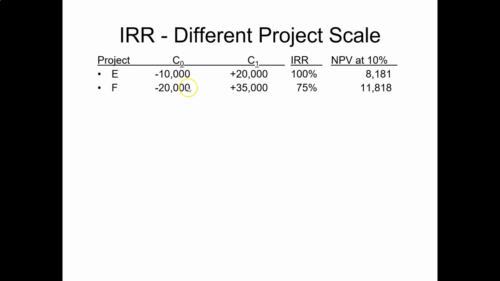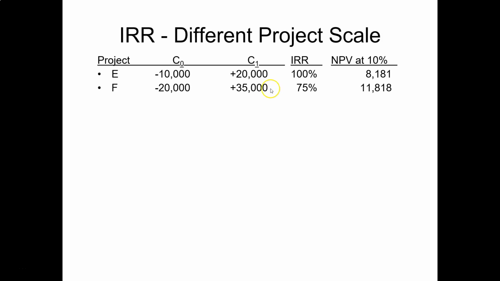Here is an example of projects with different project scale. For these two projects, E and F, Project E requires an upfront investment of $10,000 and promises to pay you $20,000 1 year later. Given the interest rate of 10%, the net present value will be $8,181. Project F requires an upfront investment of $20,000. 1 year later, it promises to pay $35,000 to you. Given the interest rate of 10%, we calculate the net present value as $11,889.